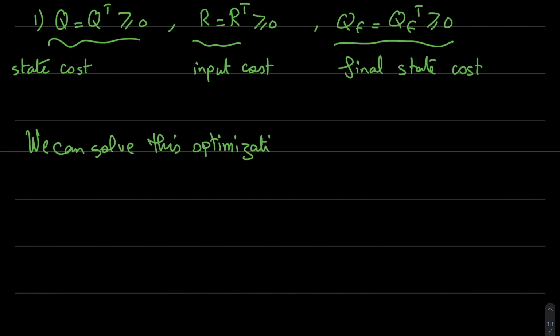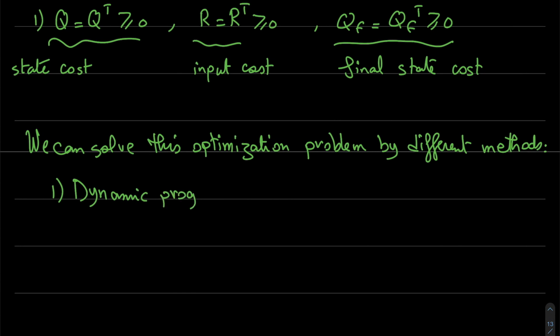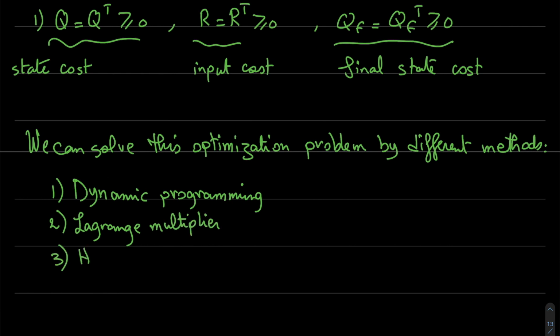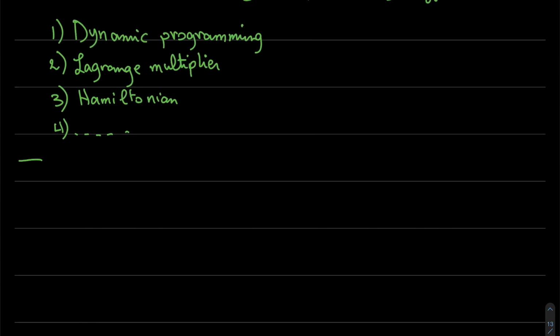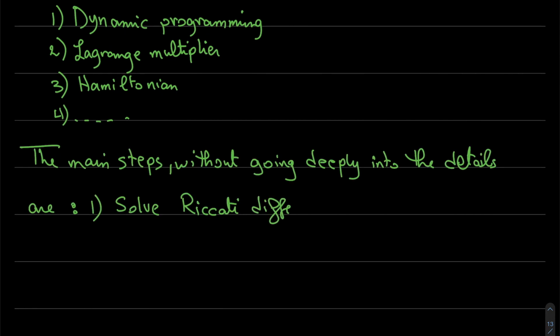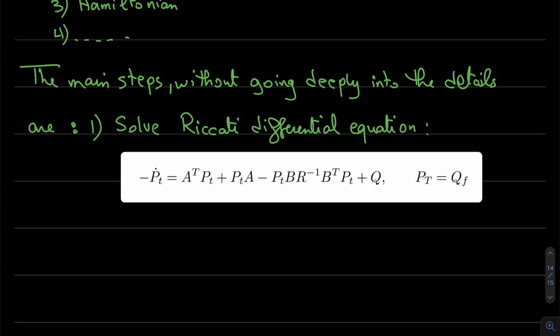We can solve this optimization problem using a lot of methods. For example, we can use dynamic programming, Lagrangian multipliers, Hamiltonian, and other methods. The steps, without going deeply into the details, are: we solve the Riccati differential equation, which is given here in the box, and the optimal control is u opt that solves this equation.